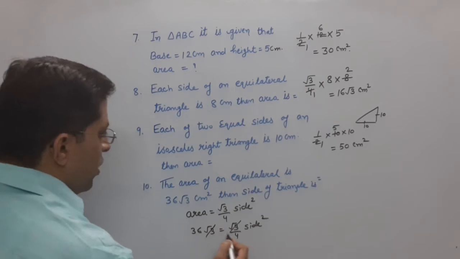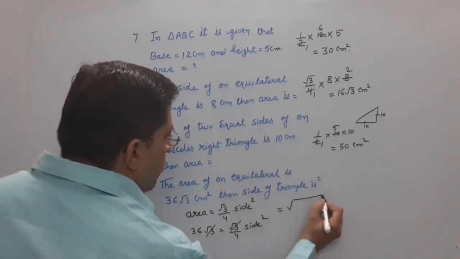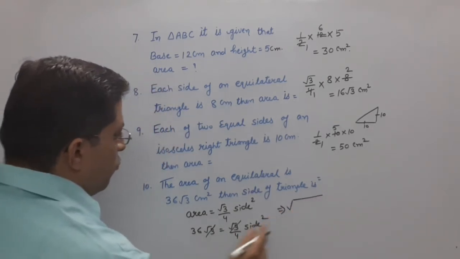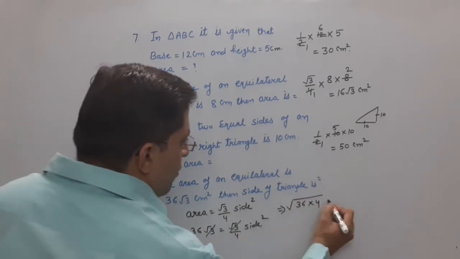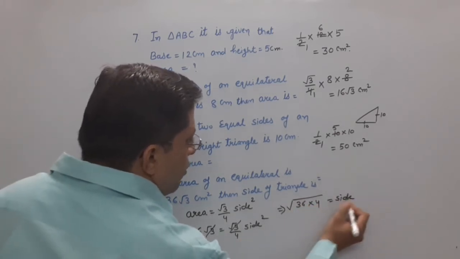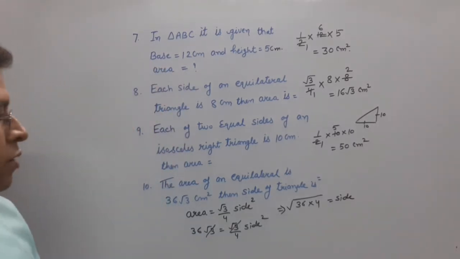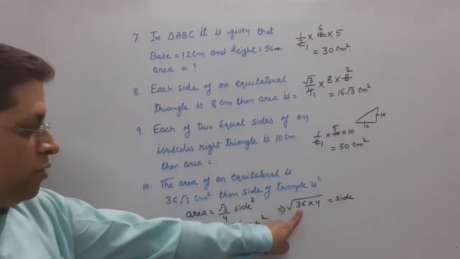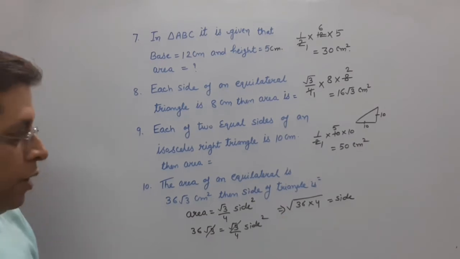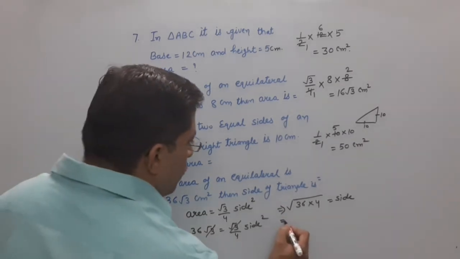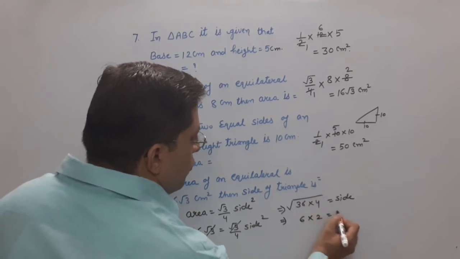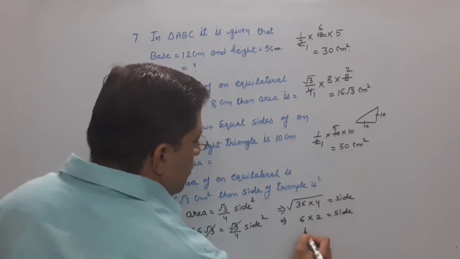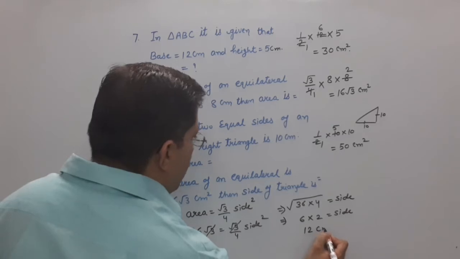Root 3 to root 3 cancel. Cross multiply. 36 into 4. And I am taking square root because here is square. I am removing square, then square root will come. See, this is your square number. So what we can say, square root of 36 is 6, the square root of 4 is 2, that is your side. This is your 12 centimeter.